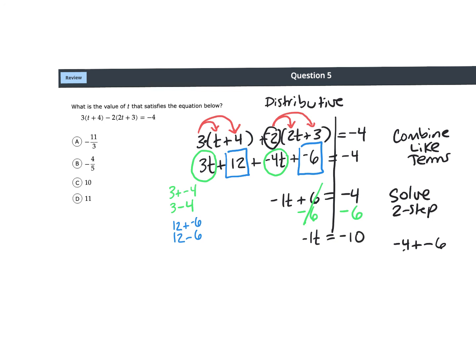Now I don't see -10 as a choice. So I do see that -t equals -10. So I can reason that positive t would be positive 10. Or I can show it by dividing both sides by -1. Again, depending on where you are in your math journey, you may need to show this, or you might reason through it on your own. So t is equal to 10. That would give us choice C.